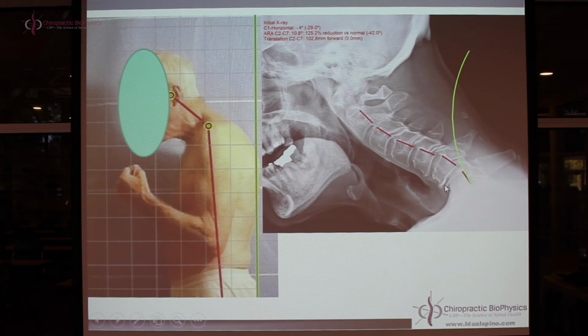This stuff starts to get so large, it can affect his ability to swallow. It will affect his respiration. It will affect many things in the body, right? Now look back here.